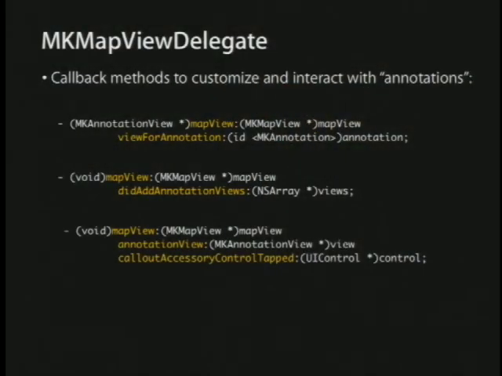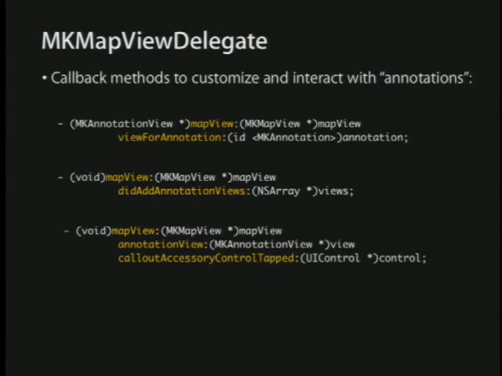And three more delegate methods here that are interesting. They allow you to interact with annotations. The first one here is MapView view for annotation. By default, if you add an annotation to a map, it will create an annotation view for you. You don't have to do this. However, if you do override this, you can do some custom things with it. I'm going to say more about that in a second.